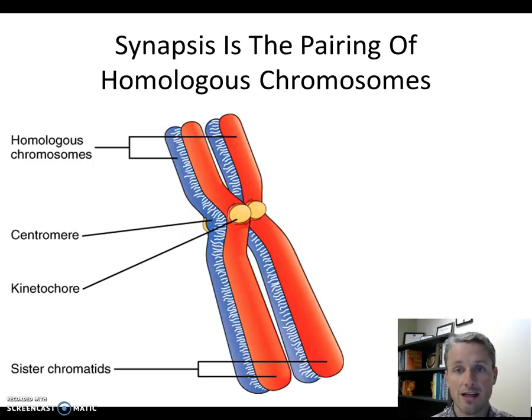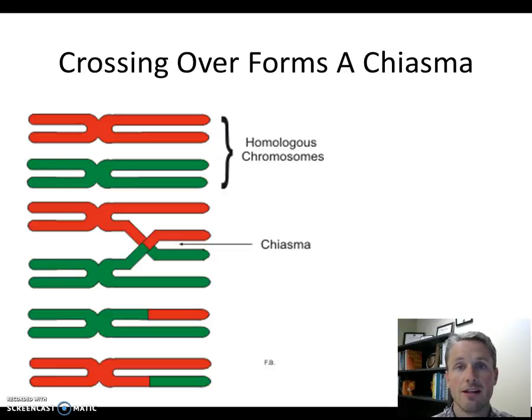The next step is that we exchange a little bit of the genetic information. We do that through crossing over. In this diagram, we're showing two homologous chromosomes, one in red and one in green. The centromere is shown here by this sort of pinched in area near the middle of the chromosome. And again, each homologous chromosome consists of sister chromatids, the long structures on either side. So there are two red sister chromatids, and there are two green sister chromatids.